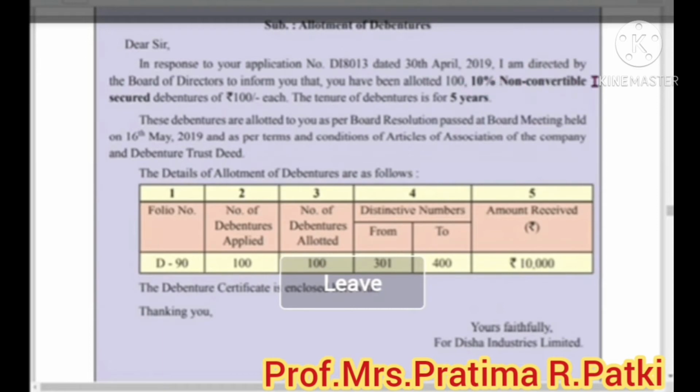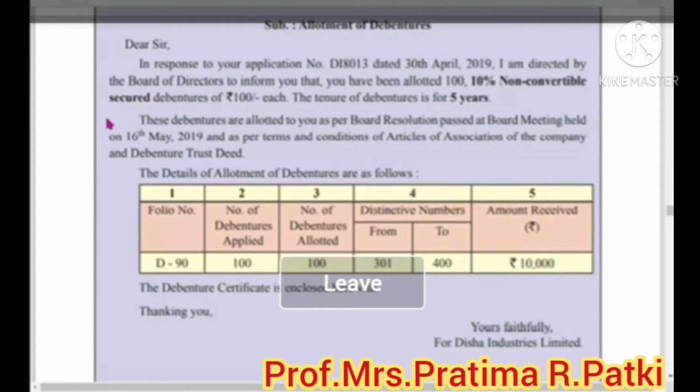10% non-convertible secured debentures. This is important. What type of debentures are these? Non-convertible. Non-convertible means they are not converted into equity shares. And they are secured debentures. Secured means they create a charge on the assets of the company.